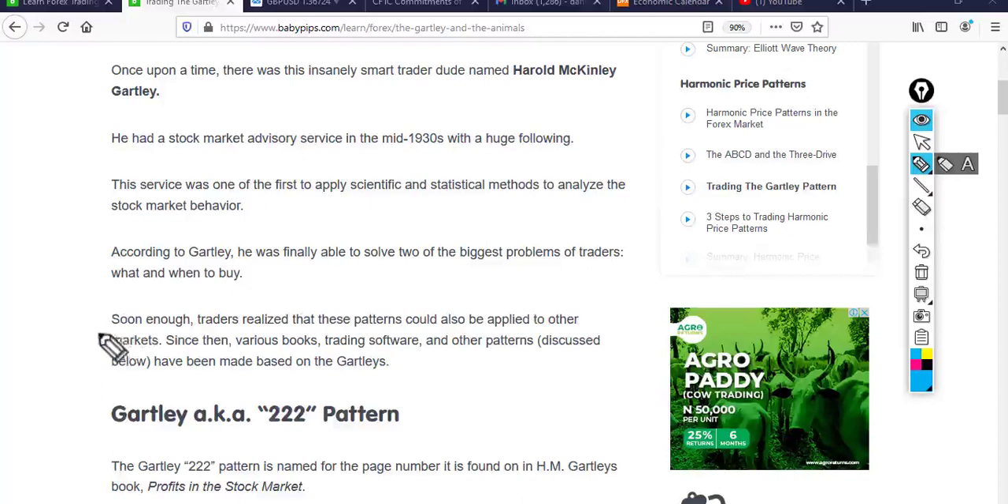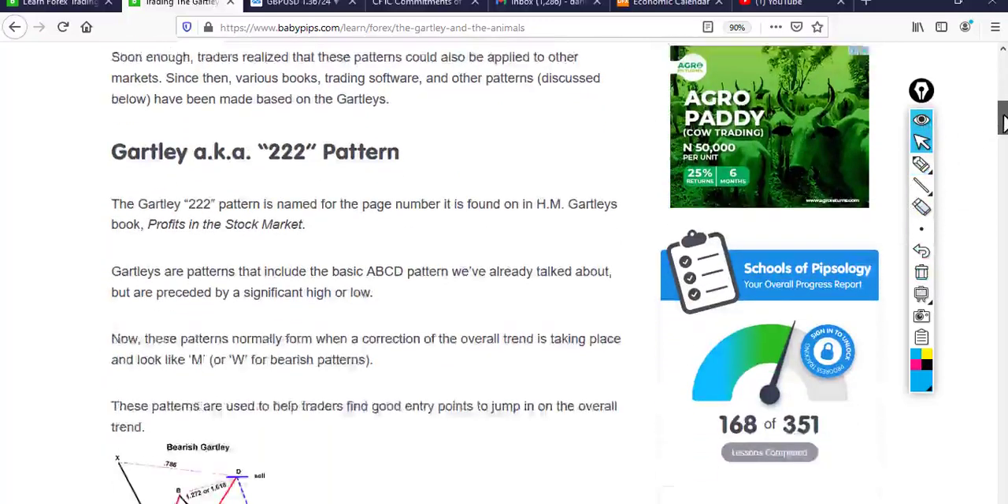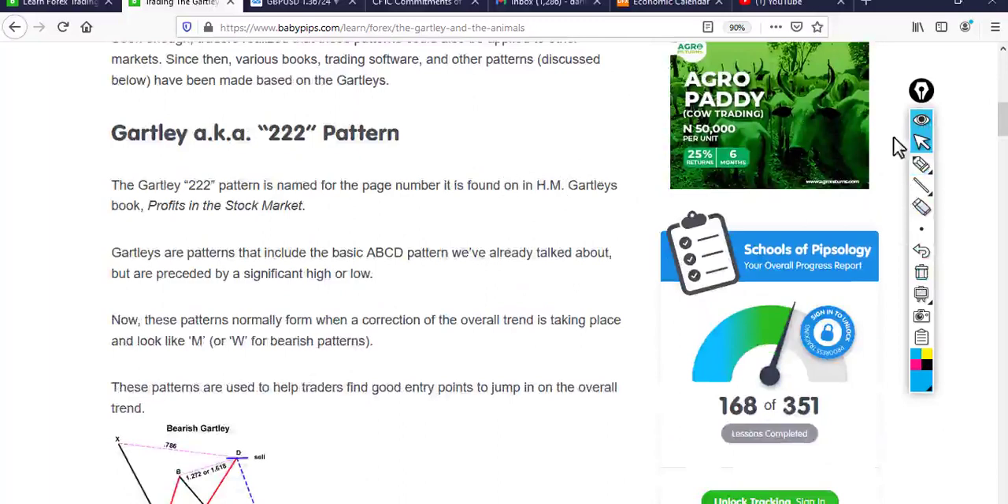Soon thereafter, after Gartley came out with his ideas, many people expanded on Gartley's theories, and that is what usually happens. Just like Elliott wave, today many people have expanded and elaborated on Elliott wave. So many books, trading softwares, and other individuals came up and also expanded the Gartley pattern, and that is why we have the names of those other animals we talked about initially.